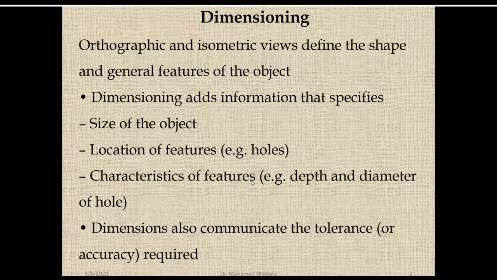So as you can see here, guys, it says dimension adds information that specifies the following: the size of the object. There is no way to know the size of the object without having the dimensions. Also, if you have features, for example, an object like this, a base block, and we decide to add a hole at a certain location of that object, the only way to know the location of the hole is by adding dimensions. You put the distance from here to there, and then another distance from here to there, such that you will be able to draw two perpendicular lines. They will intersect at the location of the center of your hole.